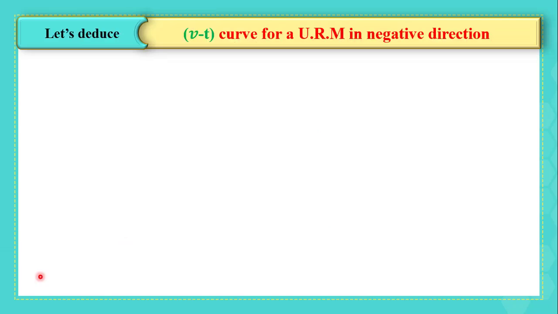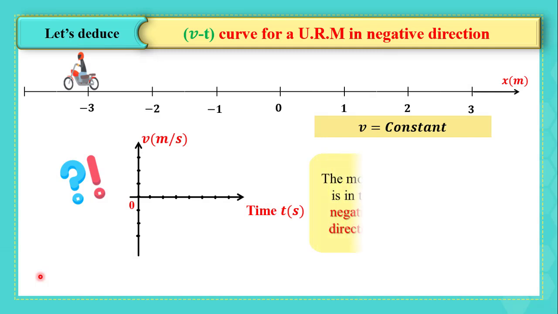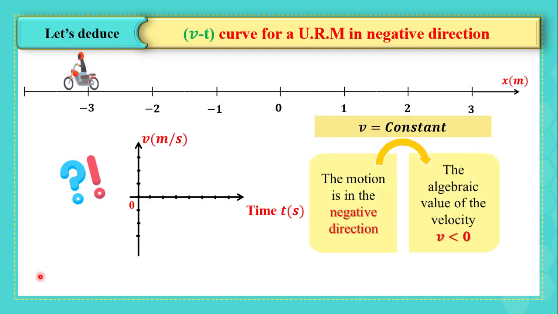What about if the object moves in the negative direction with a constant speed? Since the motion is in the negative direction, then as we have learned in the previous video, the algebraic value of the velocity is negative, and the VT curve will be then a horizontal straight line situated below the time axis.